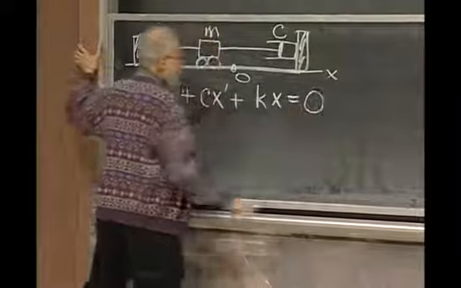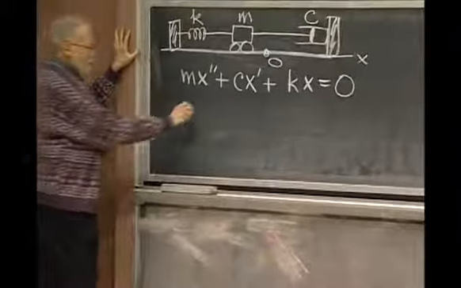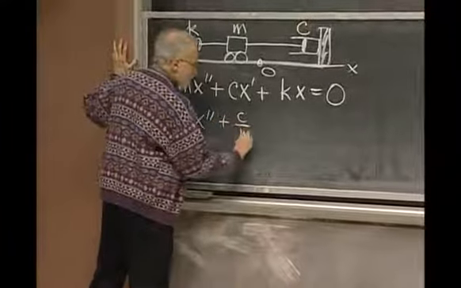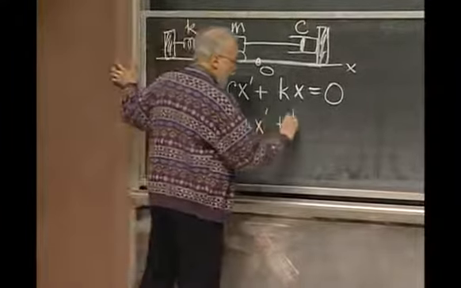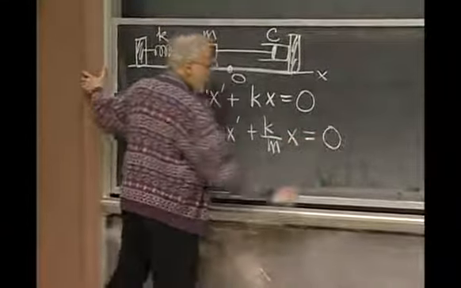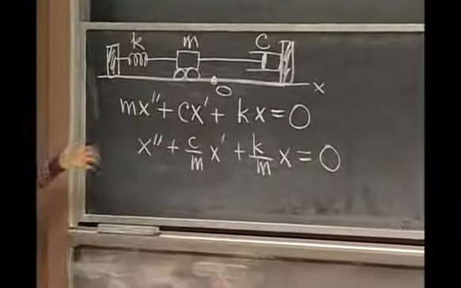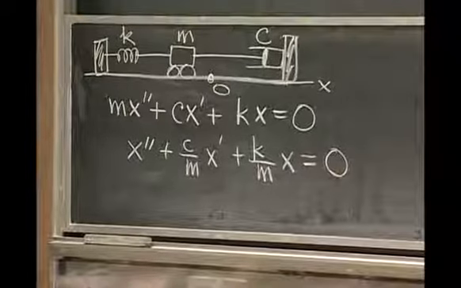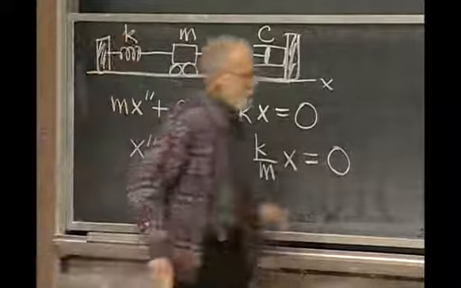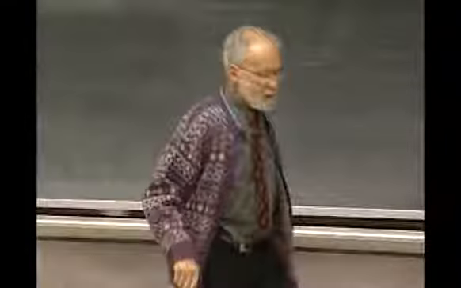plus cx prime plus kx equals 0. And now if I put that in standard form, it's going to look like x double prime plus c over m x prime plus k over m times x equals 0. And finally, the standard form in which your book writes it, which is good, is a standard form in general that is used in the science and engineering courses.